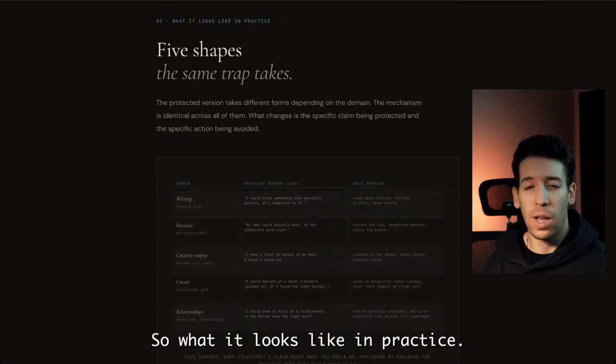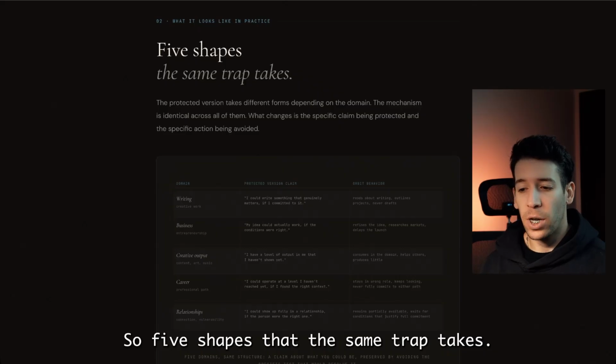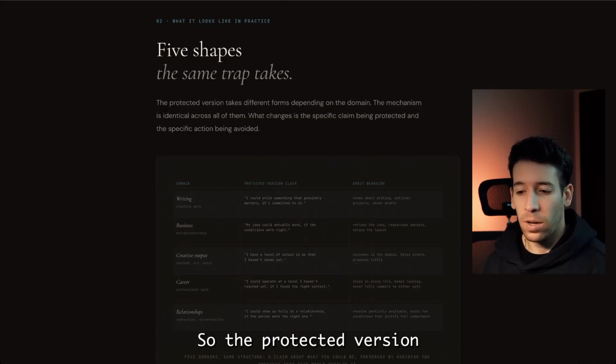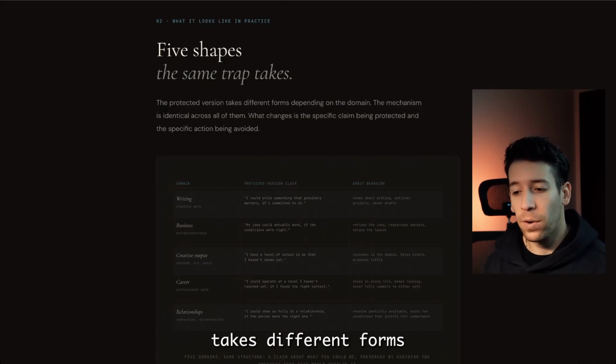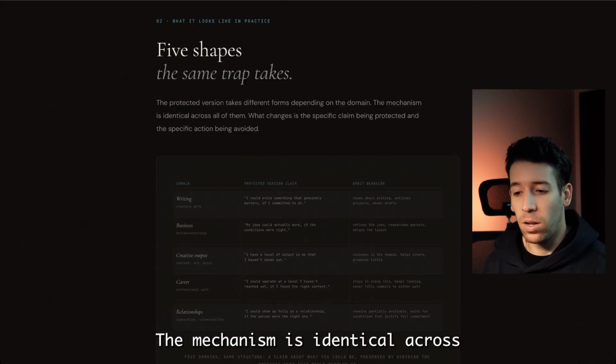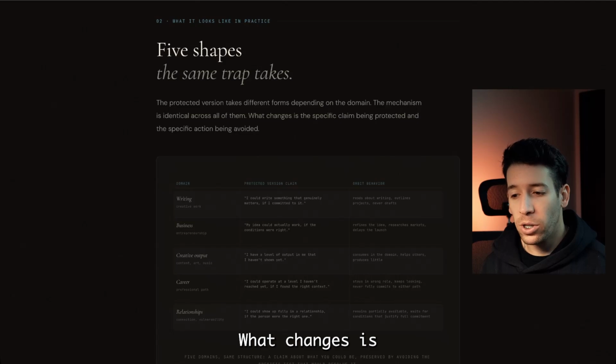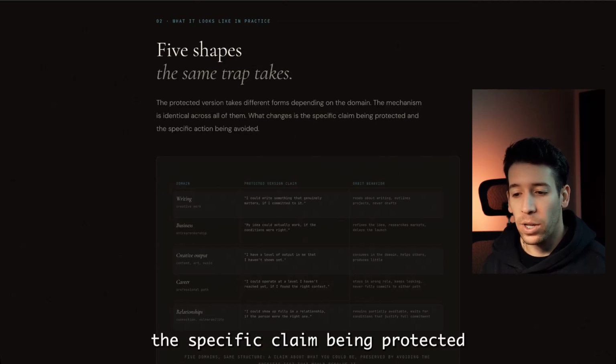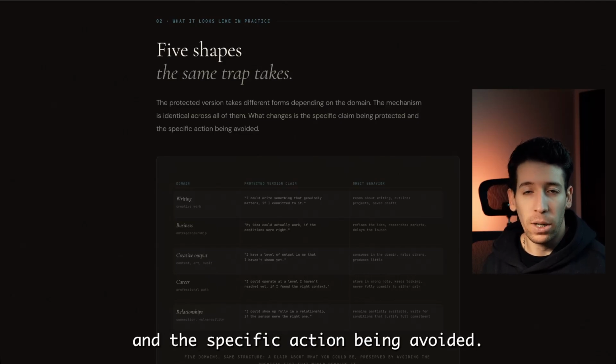So what does it look like in practice? Here are shapes that the same trap takes. The protected version takes different forms depending on the domain. The mechanism is identical across all of them. What changes is the specific claim being protected and the specific action being avoided.